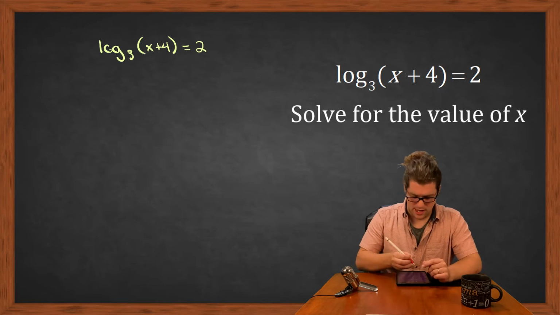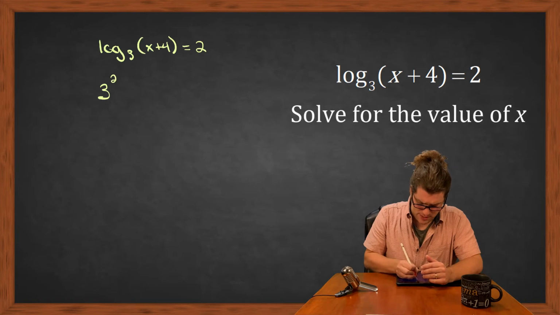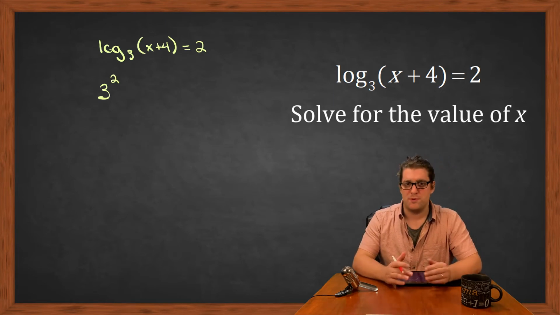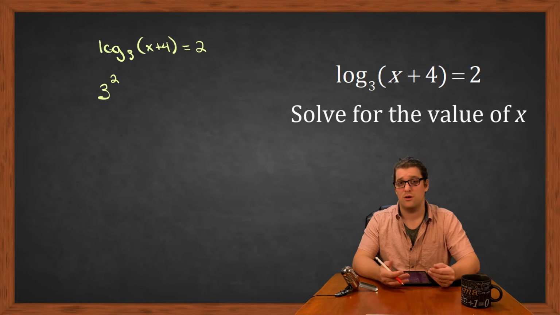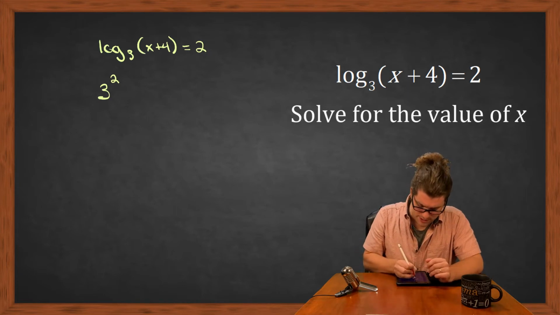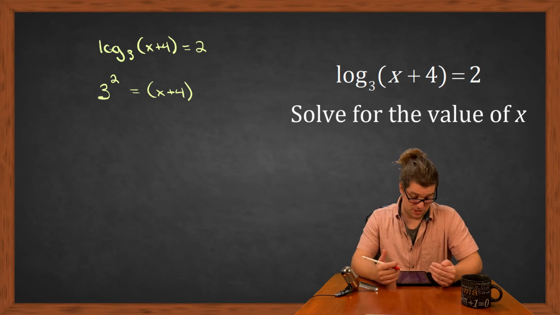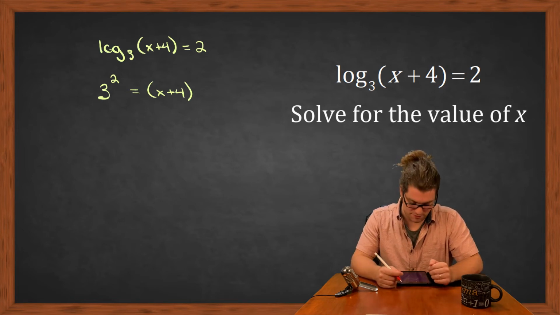So how we do that is we take the base of the logarithm, which is a 3, and we raise it to the power of the thing that's on the other side of the equal sign. In this case, that's 2. If you need to see a little bit of the relationship between logarithms and exponential functions, take a look at one of my other videos that explores that inverse relationship. For the time being, I'm going to assume you can follow along with this. That's 3 to the power of 2 is equal to the argument, which is x plus 4. That's the same relationship, just in exponential form instead of logarithmic form.